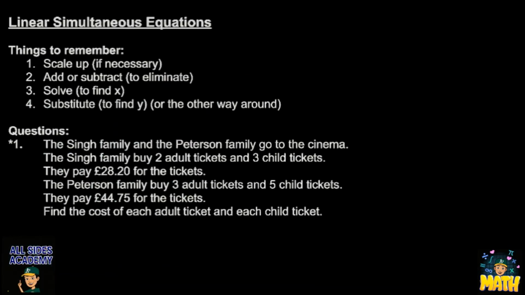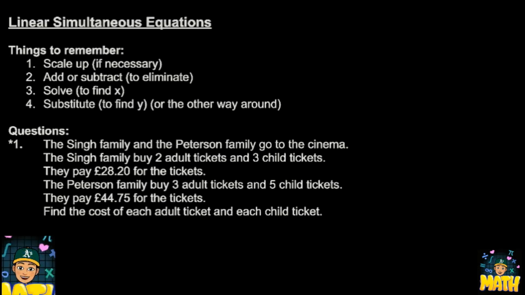Linear equations. So in this case, we are given a question of a family of two. So they go to a cinema to buy tickets. So the same family buy 2 adult tickets and 3 child tickets. They pay £28.20 for the tickets. The Peterson family buy 3 adult tickets and 5 child tickets. They pay £44.75 for the tickets. Find the cost of each adult ticket, and each child ticket.